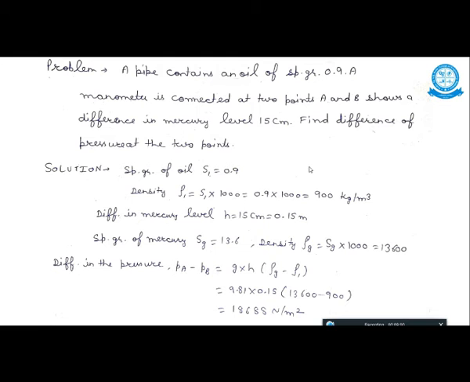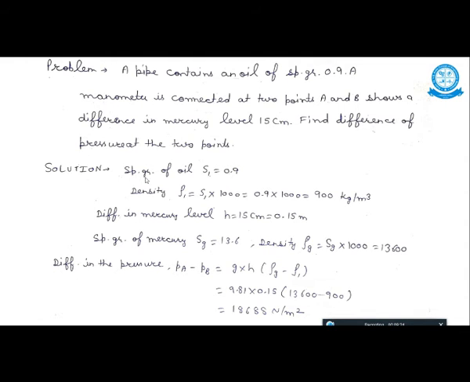Now let's see some numericals on the differential manometer. A pipe contains an oil of specific gravity 0.9. A differential manometer is connected at two points A and B, and shows a difference in mercury level of 15 centimeter. Find the difference of pressure at the two points.